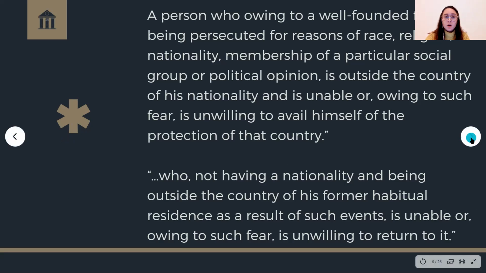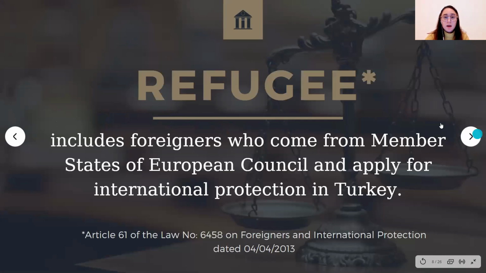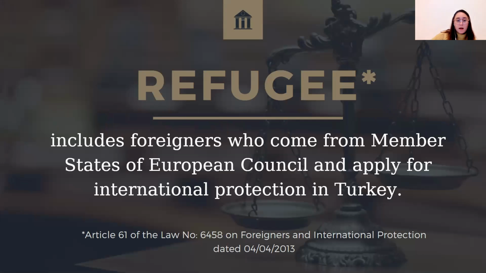So let's go over who can be a refugee. The refugee term is basically used for a person who is coming from a member state of the European Council and can apply for international protection as a refugee. So this statement has been protected by Article 61 of the law on foreign and international protection.